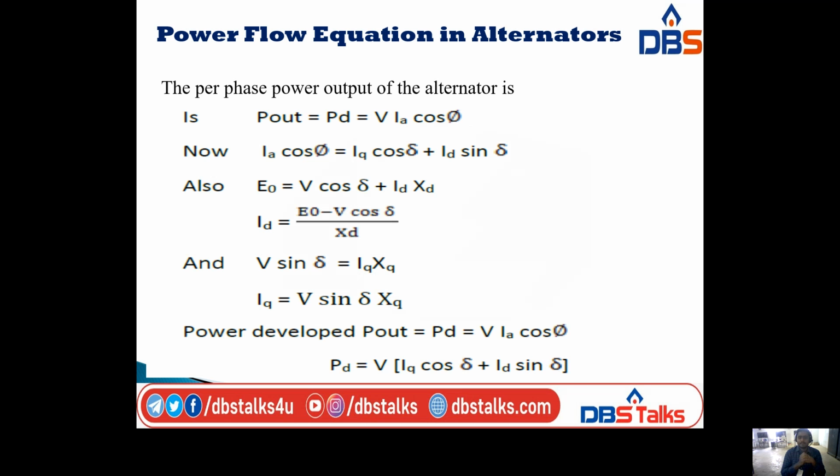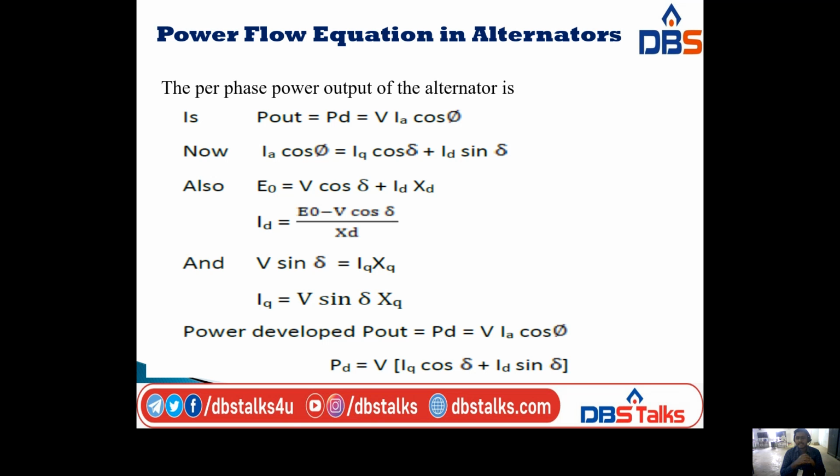So next, the per phase power output of the alternator, P out, is equal to PD. I already said that the developed power is equal to the output power of the alternator. That's why I am taking P out equal to PD, which is equal to V into IA cos phi.